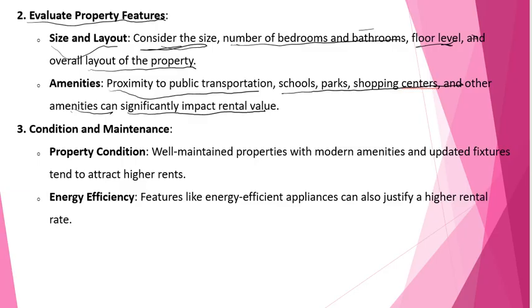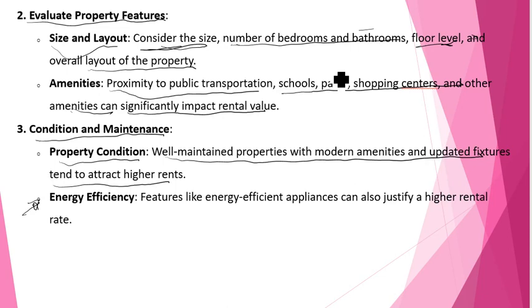Then, of course, the condition and maintenance of the building: how the property is maintained, and what is the condition of the property. Well maintained properties with modern amenities and updated fixtures tend to attract higher rents. Then if the property is provided with energy efficient equipment, energy efficient features like energy efficient appliances can justify higher rental value.